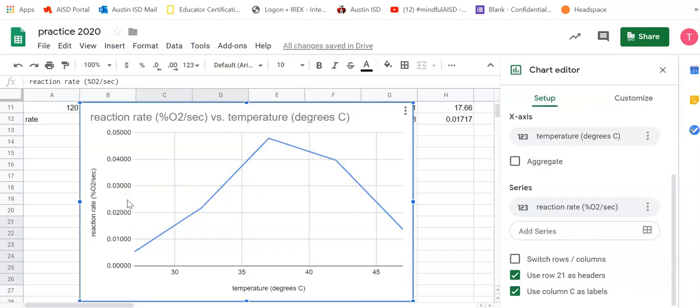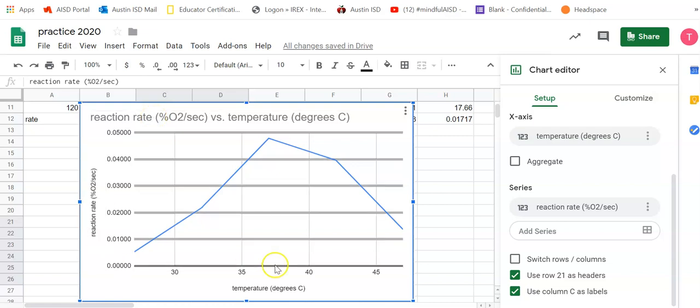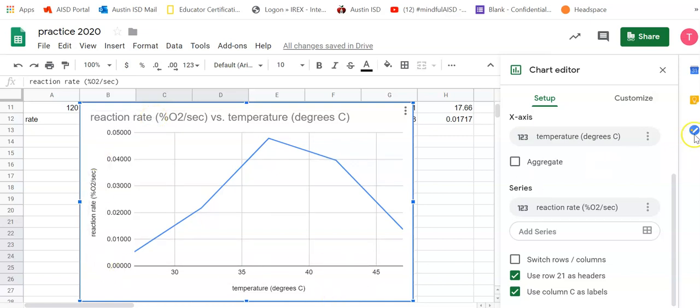And it did the kind of chart that I want. So I have reaction rate in oxygen per second on this side. And then I have my temperature values here, and these are the appropriate values. And now I can see my graph. So it gave it a reasonable title. You could always improve upon that title. You can improve upon some of these labels as well.